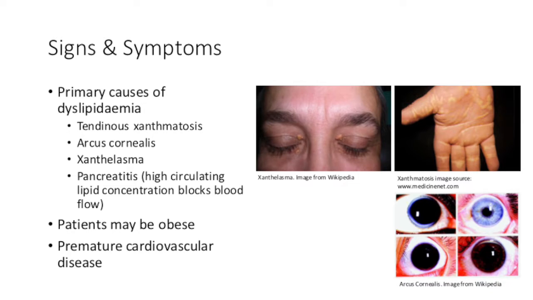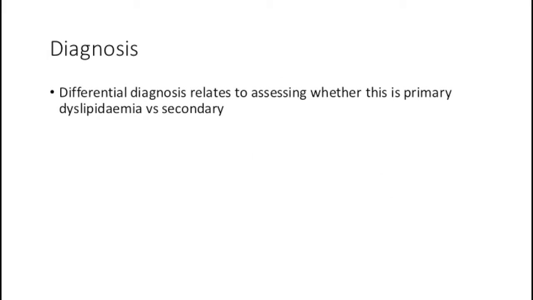So primary causes of dyslipidemia can lead to tendinous xanthomatosis, arcus cornealis, xanthelasmas, and pancreatitis because of the high circulating lipid concentrations that can affect blood flow to the affected organ. Patients can often be obese and can have premature cardiovascular disease. And in terms of diagnosis, our differential diagnosis mainly relates to assessing whether this is a primary cause or whether this is a secondary cause of dyslipidemia.